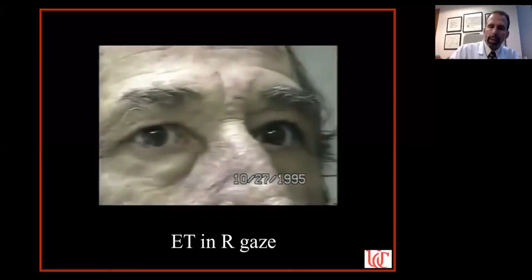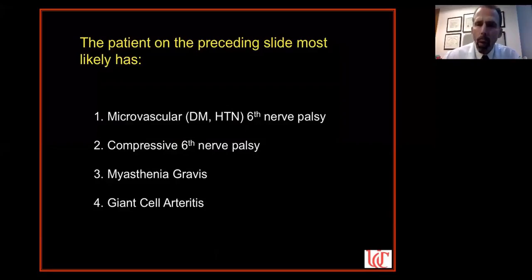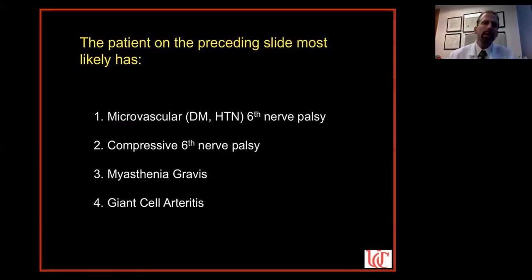He's in his 60s, he has hypertension. It's been going on for a couple of weeks. So my last polling question, I believe, is this. The patient on the preceding slide most likely has which of the following? A microvascular sixth, related to possibly diabetes and hypertension, a compressive sixth nerve palsy, something pushing on that nerve, myasthenia gravis, or giant cell arteritis. All right, 10, 9, 8, 7, 6, 5, 4, 3, 2, 1. Close the poll. See what we say.